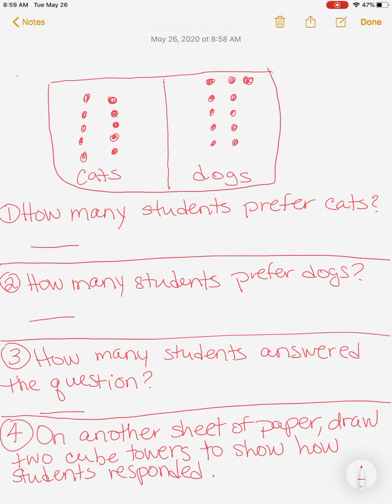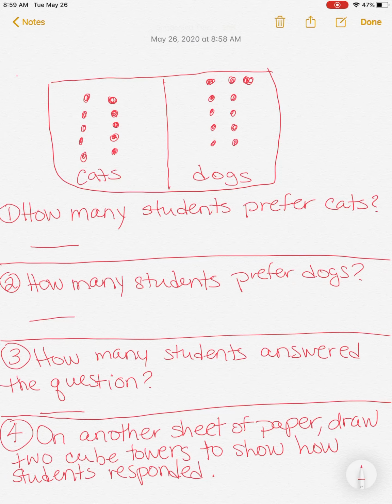Here I have an example for you about how to do your sheet about the white milk and the chocolate milk. But I'm going to be using a different example. Here we have some data about students who prefer cats and students who prefer dogs. So we're going to answer the same exact kinds of questions that you have on your sheet, just using different data. Number 1 says, how many students prefer cats?